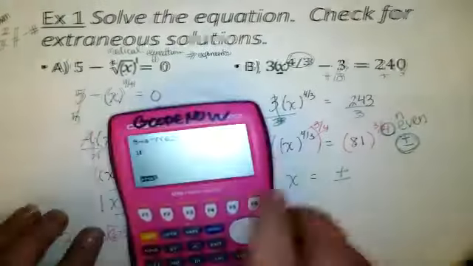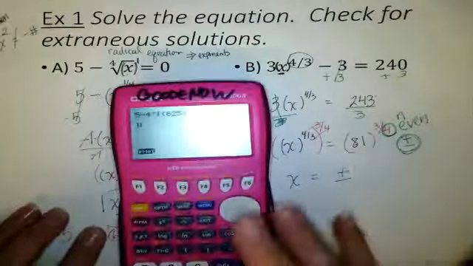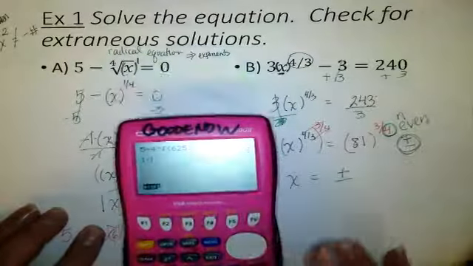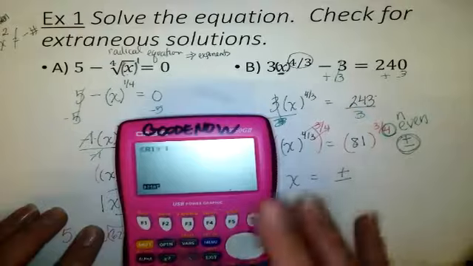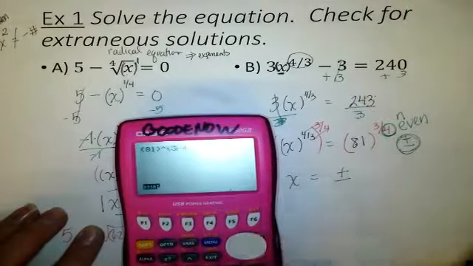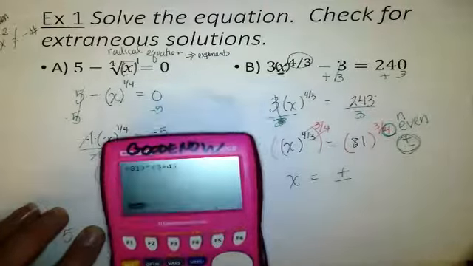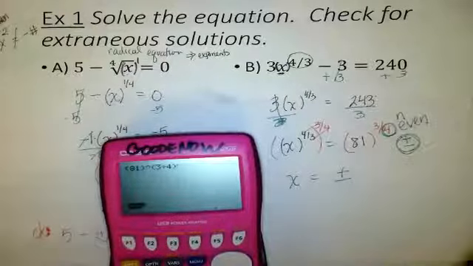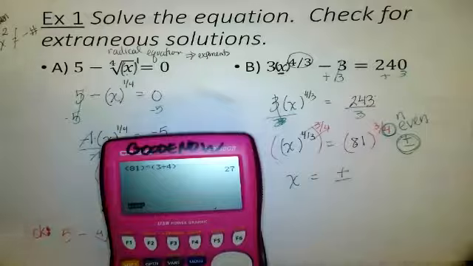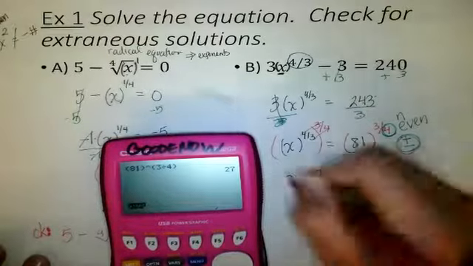And then in our calculator, we can actually type in 81 caret 3 divided by 4. And we get 27 with a plus or minus in front.